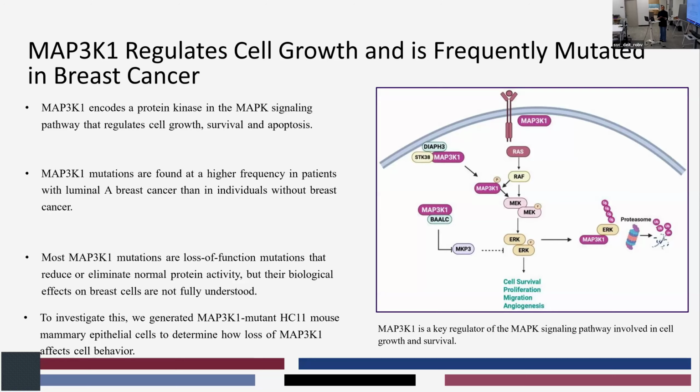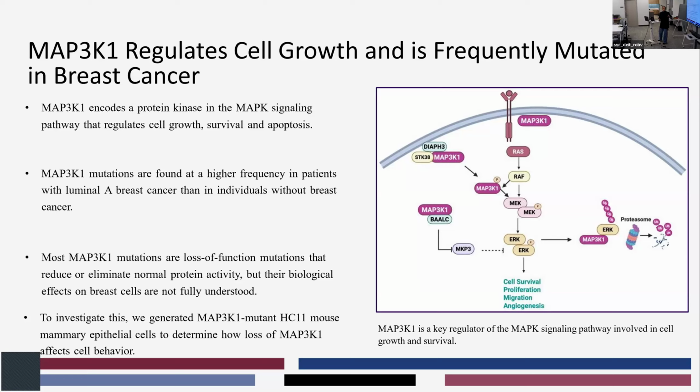MAP3K1 regulates cell growth and is frequently mutated in breast cancer. MAP3K1 is a protein kinase that functions in the MAPK signaling pathway. This pathway regulates cell growth, cell survival, and programmed cell death. MAP3K1 is frequently mutated in luminal A breast cancer, and many of these mutations result in the loss of protein function. Loss of MAP3K1 may disrupt normal cellular signaling and contribute to cancer development. However, its biological role is still not fully understood. This led to our research question.